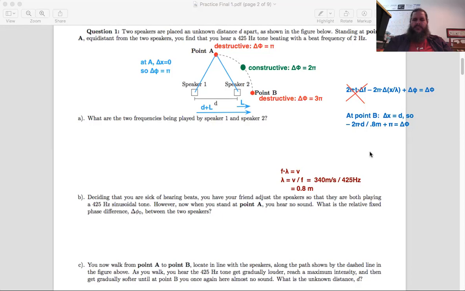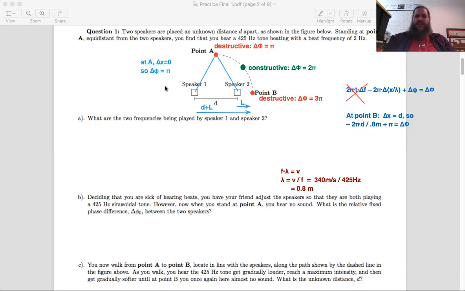Okay. So did we have to analyze point A, or did we just have to analyze point B? We did need some information from point A. Specifically, point A got us information about the phase shift difference. If we didn't know point A was destructive, we wouldn't know that there's an offset between the two speakers. Got it.